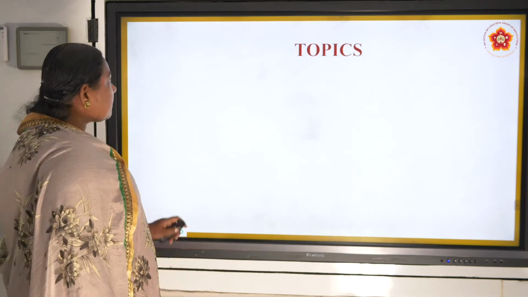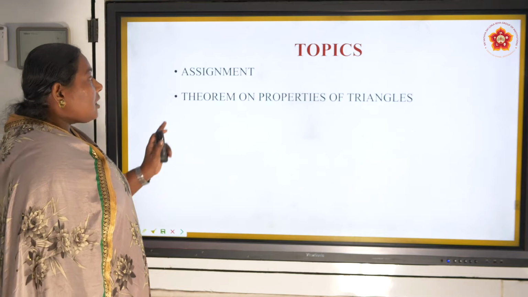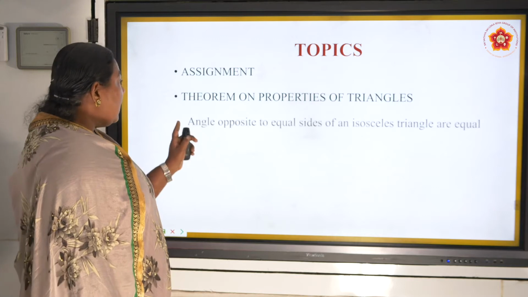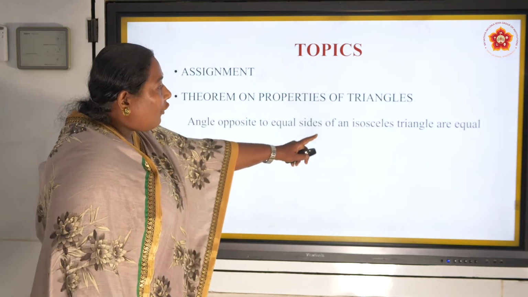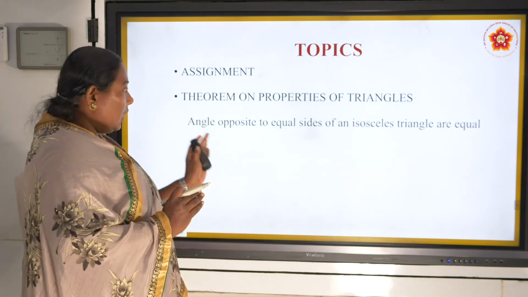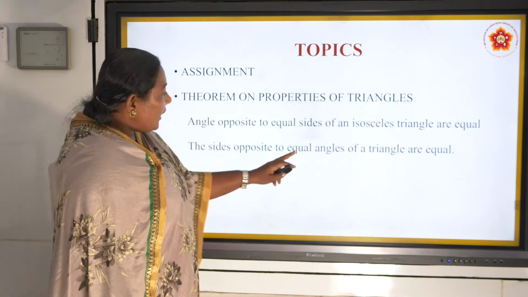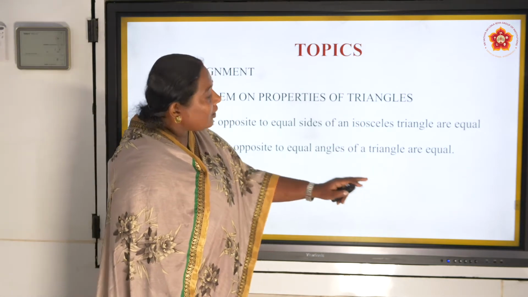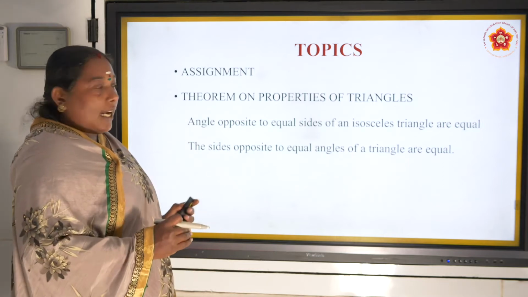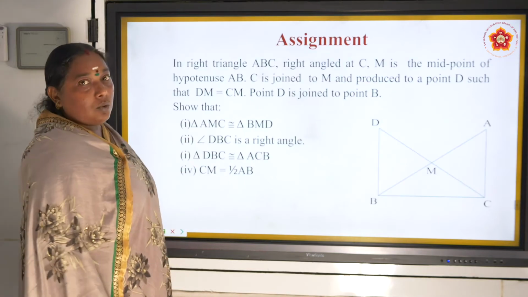Today's topic: first we will see our assignment, then we will see theorems on properties of triangles. In that, we are going to see that angles opposite to equal sides of an isosceles triangle are equal. Just see these words, we will explain it next. The sides opposite to equal angles of a triangle are equal. We are going to prove both these theorems today and solve some problems on the basis of these theorems. Let us move on to this session.